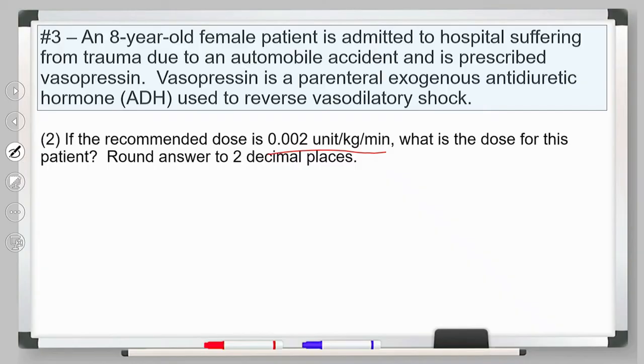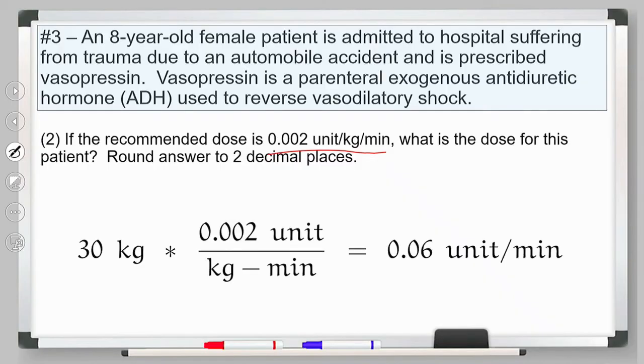So if I need to know the dose in terms of units per minute, I'll multiply by the weight, 30 kilograms times 0.002 units per kilogram per minute. Kilograms cancel, and I get 0.06 units per minute. All right, so that's my dose. But it's actually not just a dose, it's a what? It's a rate, because it's a dose per what? Time. I'm giving you units per minute. So it's actually an administration rate, okay?